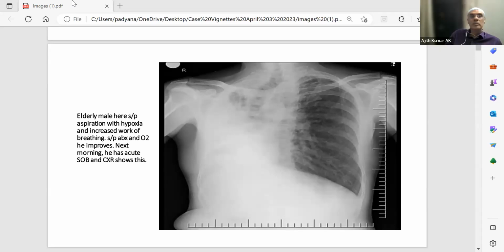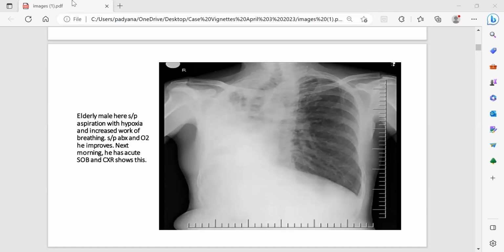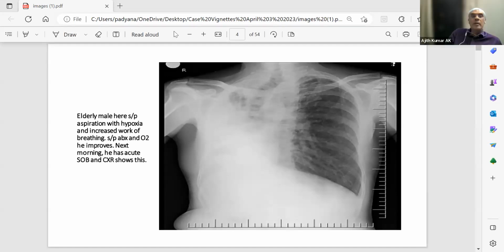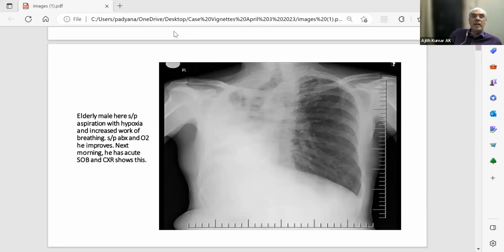So the minute it is homogeneous, we are looking at either water or a complete lack of air, which is more like a collapse. So somebody aspirated. The heart has shifted to the right side. So that means the evidence of volume loss is on that side. You can hardly see any lung here. You can see that the trachea is shifted to the same side. So there is a collapse.